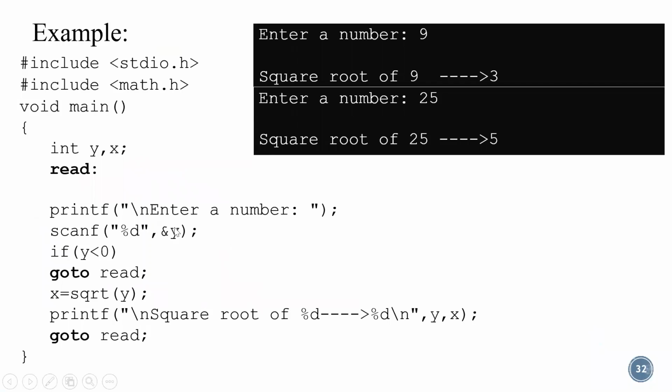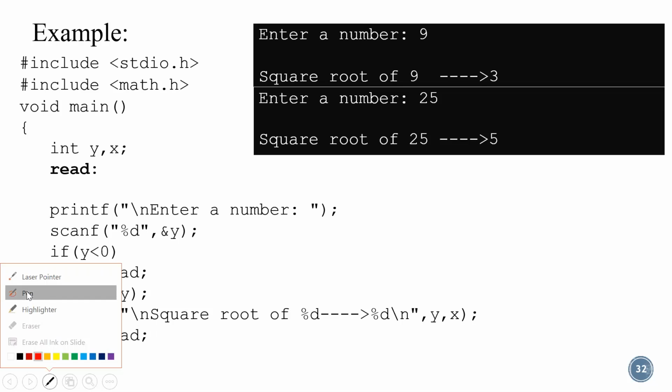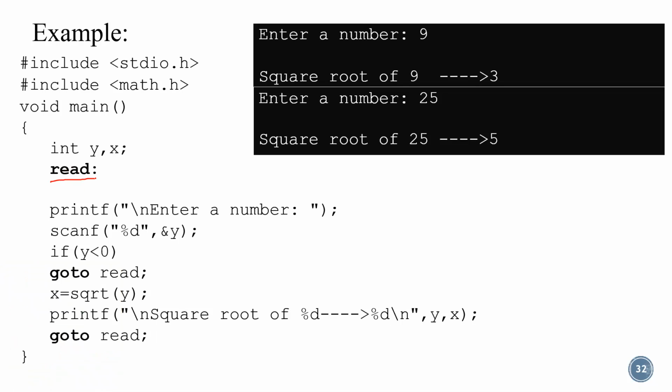What are the executable lines in this? printf, scanf, and then go to read, x equal to square root of y, printf. That line is ending with a semicolon. Go to read, everything is ending with a semicolon. But the label, where is the label now? Here only read is a label, so read should be ending with a colon. Is it clear? So this program I'll be asking you to execute. One problem I will execute and show you.